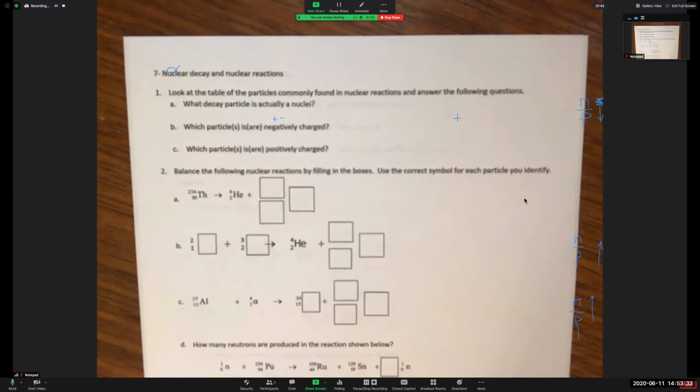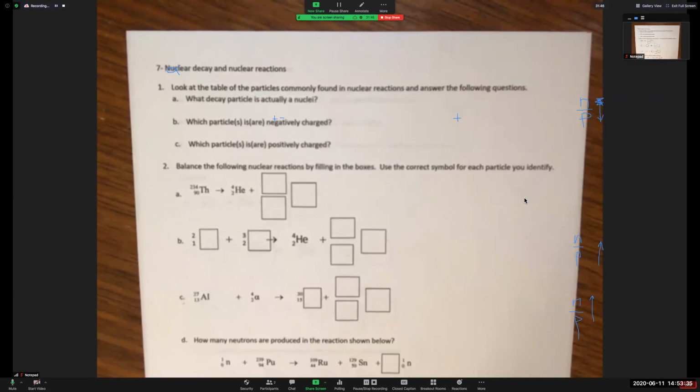So let's look at this worksheet. Look at the table of particles commonly found in nuclear reactions and answer the following questions. What decay particle is actually a nucleus? I'm going to let you finish these and turn them in with your worksheet. As usual, I will probably post the answer key later next week, and you can check your answers. I will be checking your submissions, so I will reply to each of the worksheets that you turn in. So let's work on the next one though. Let's work on number 2.